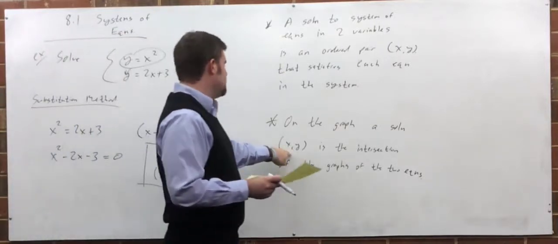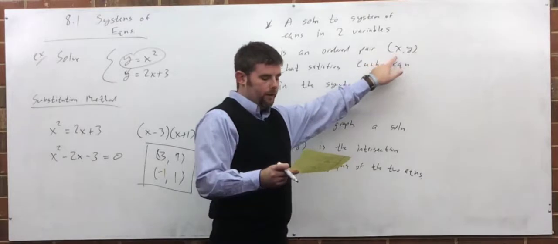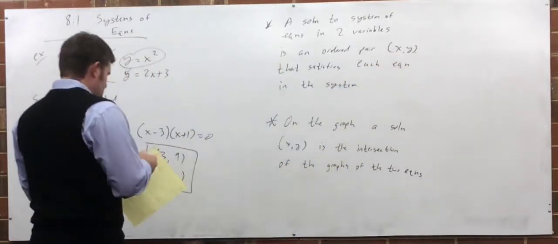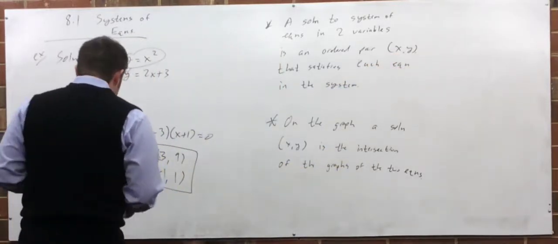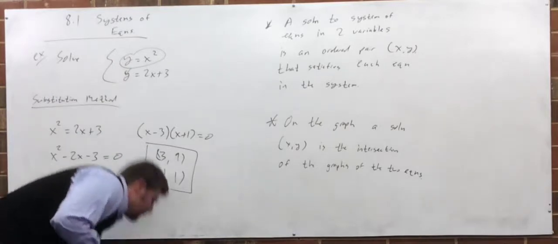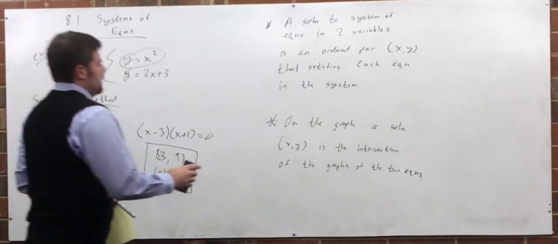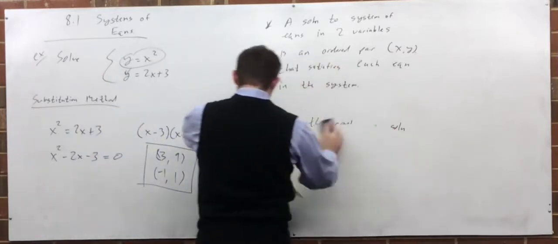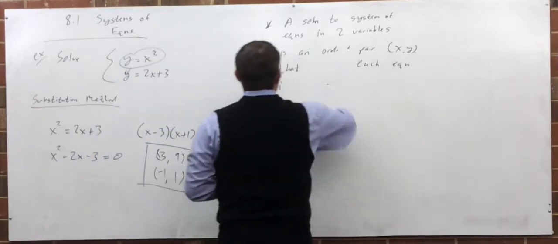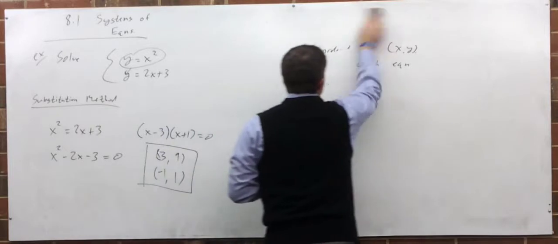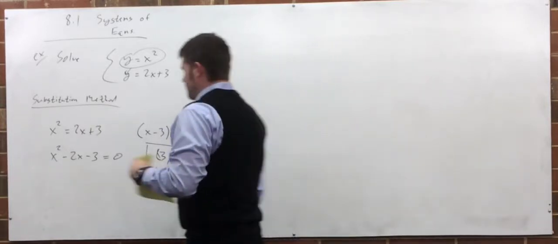Remember, it's always going to be an ordered pair. It's not just a number. These numbers represent something on the graph. Alright, so we'll continue to look at the substitution method with a few more difficult examples, and that'll pretty much wrap up this one.